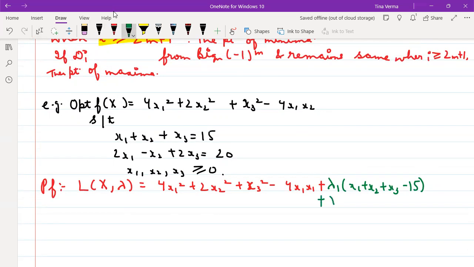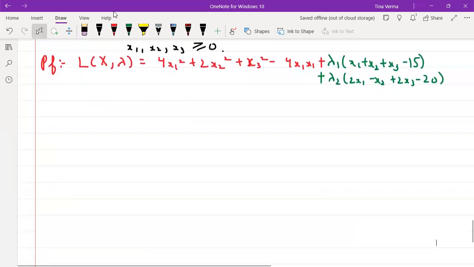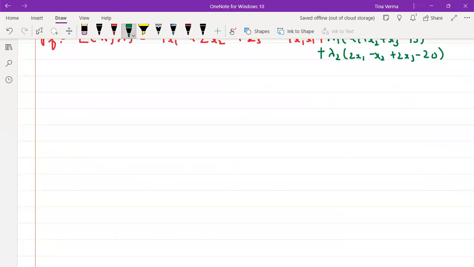Plus lambda 2 times (2x1 minus x2 plus 2x3 minus 20). So whatever you have on your right hand side, you shift into your left hand side so that your constraints become equal to 0. Since we have calculated L, the next task is to construct the Hessian border. Next task is to find the stationary point.